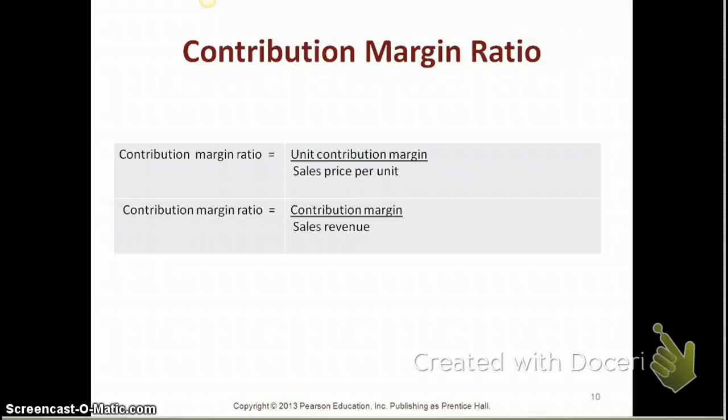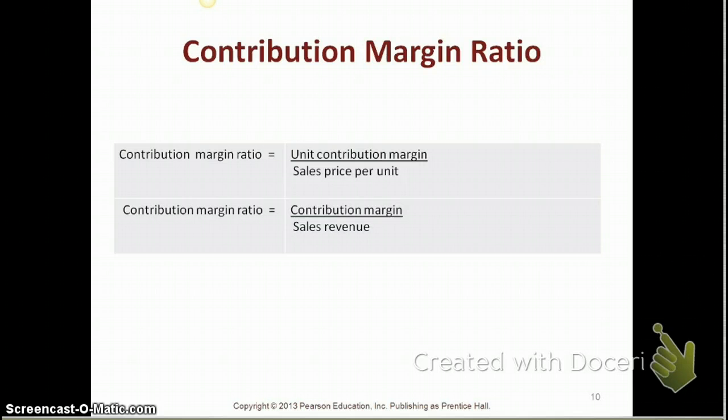The next thing we're going to talk about is the contribution margin ratio. Again, this is another formula for you to write down on those index cards and bring to class. The contribution margin ratio can be calculated in two ways. They both end up with the same answer, and I'll explain why. So the contribution margin ratio is equal to unit contribution margin divided by sales price per unit. Or you could say contribution margin ratio is equal to contribution margin divided by sales revenue.